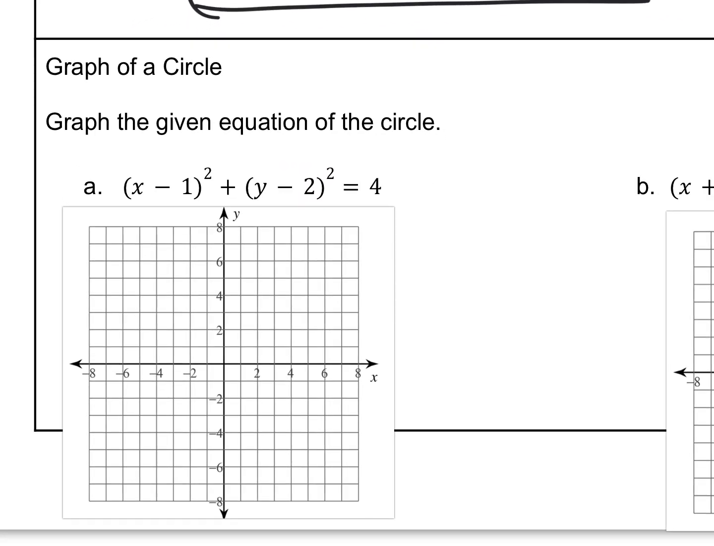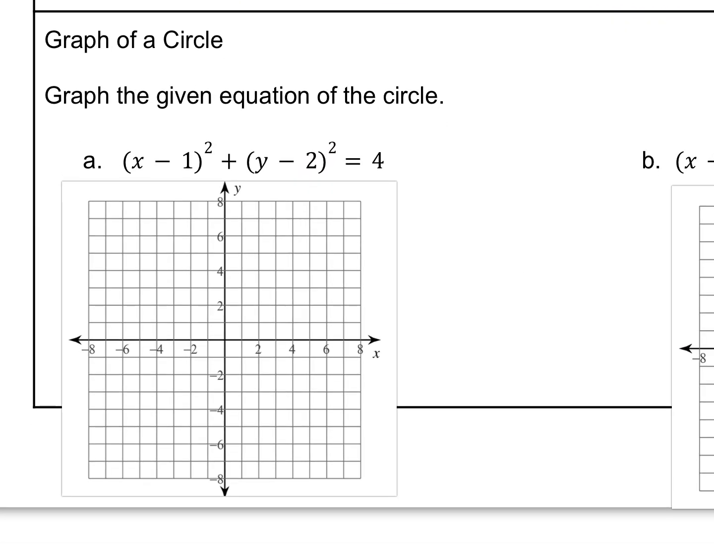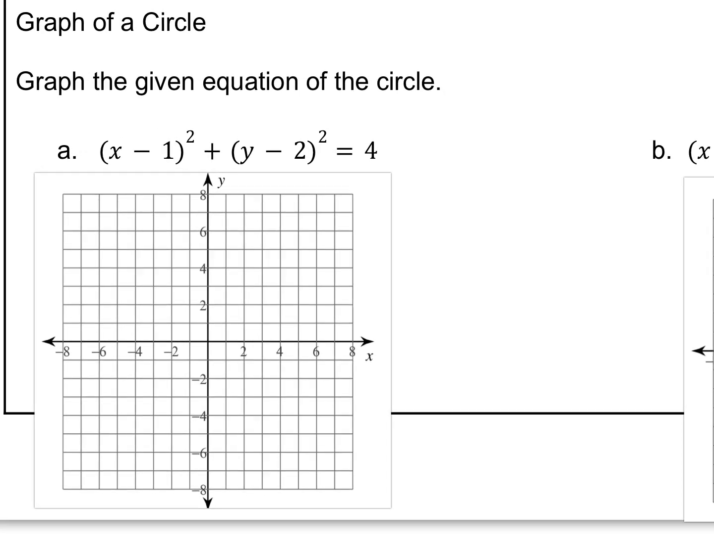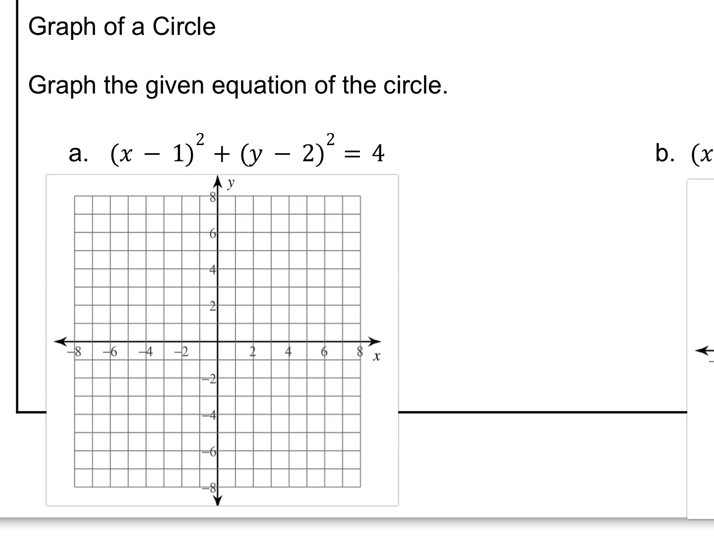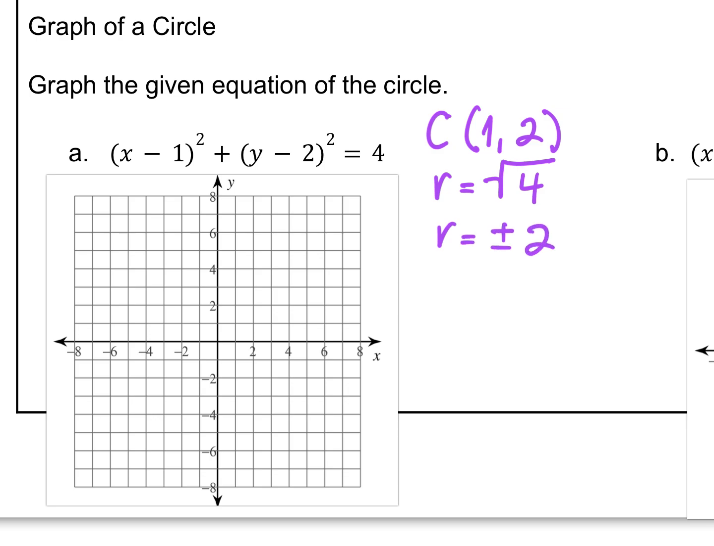Okay, let's graph a circle. Graph the given equation of the circle. The first thing that we're going to take here is the center. Where do you think is the center of this circle? The center is located at (1, 2). The radius will be the square root of 4, which gives you plus or minus 2.